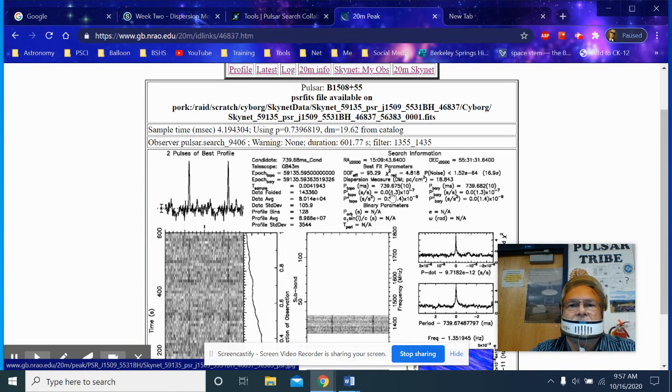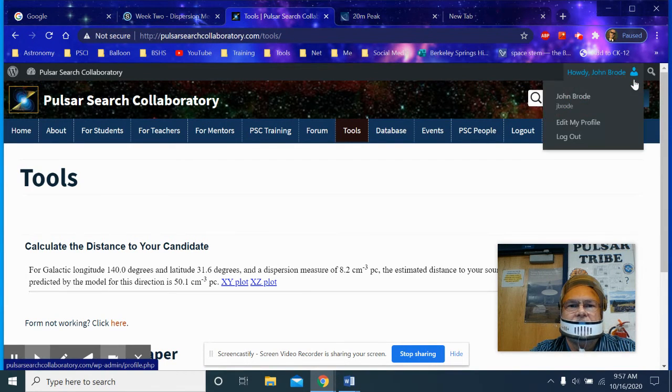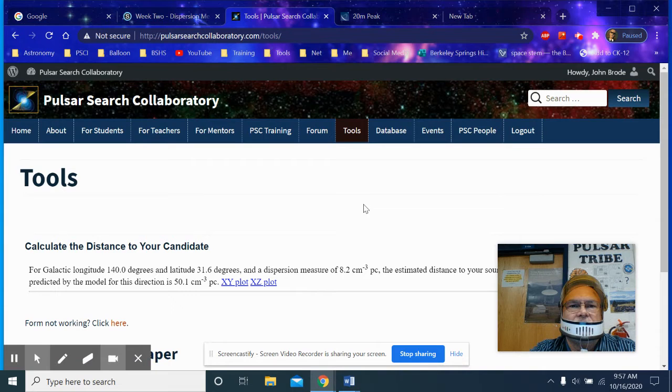I'm only going to do one of these. So if you know how to do one, you can do the other. So next thing in the directions is to go to the Pulsar Search Collaboratory and log in. I've already clicked on a few things here. So you have to use your own login information.